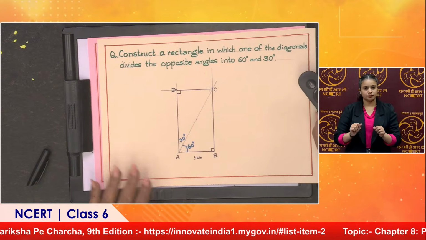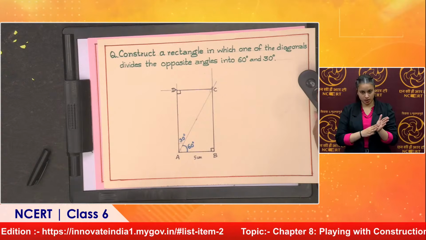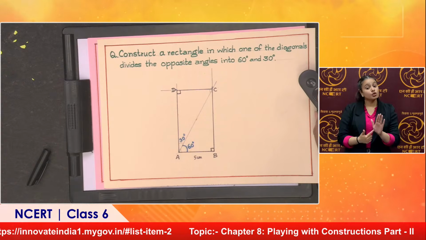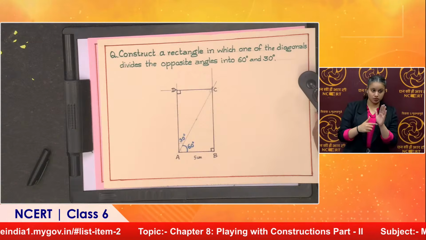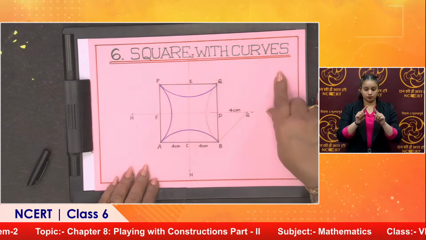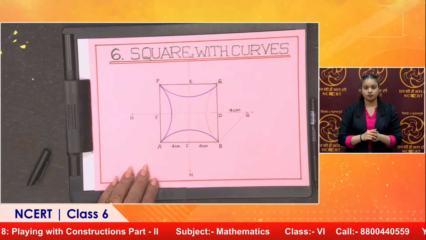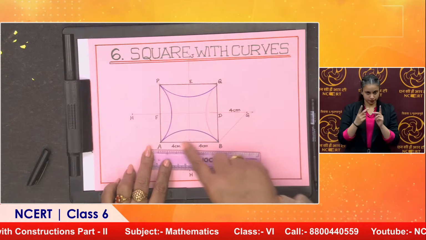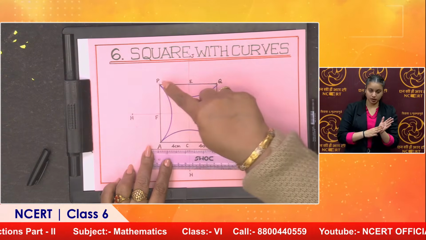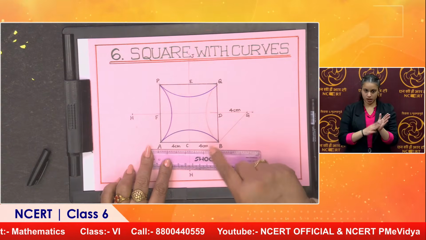Yes, here we have a square with side length 8 centimeters, and you have to show the bulges inside the square. How will we do that? See, let's do it. Here we have a square with curves, children. I have taken a square of 8 centimeters. This is also 8 centimeters. So, a square of side length 8 centimeters.